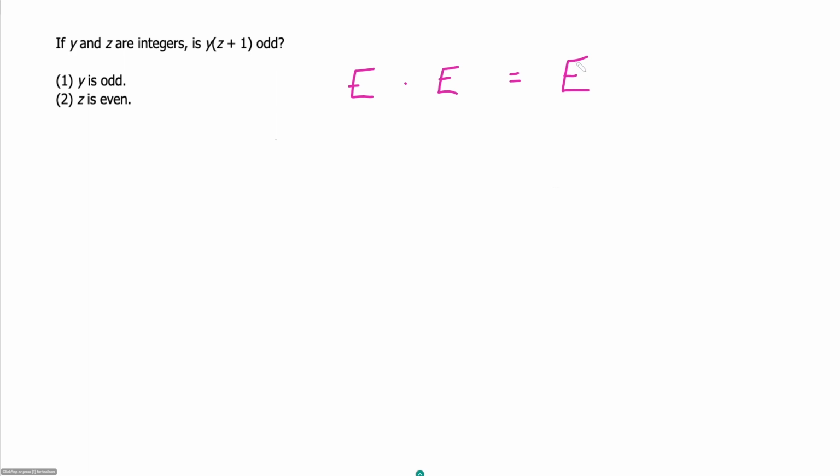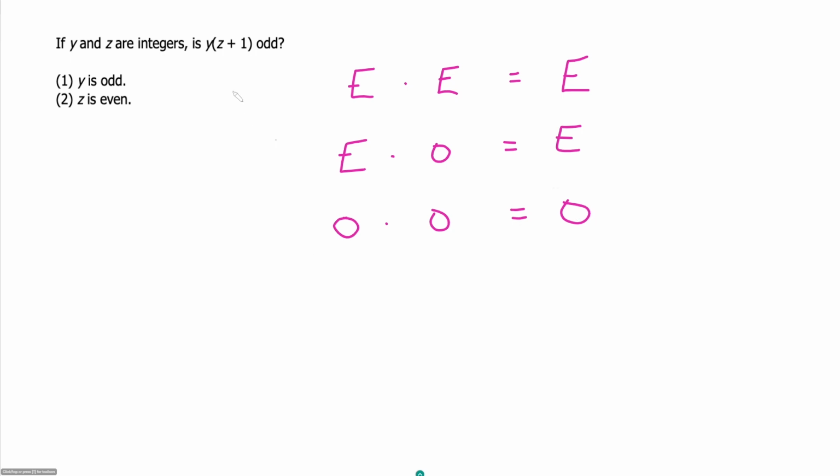And so if you don't have these memorized, you can just use any example. 2 times 2 is equal to 4. An even times an odd, 2 times 3 is equal to 6, which is even. So the only way to get an odd product, you have an odd times an odd. 3 times 3 is equal to 9.